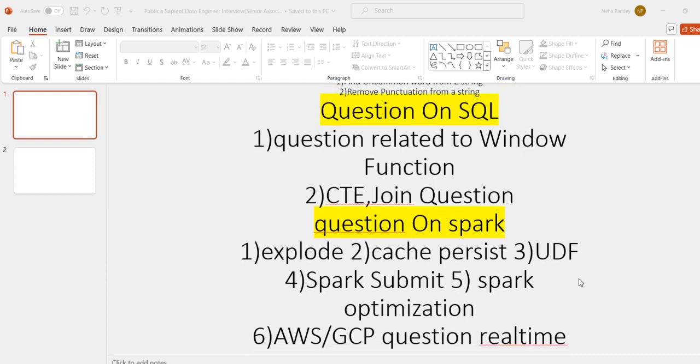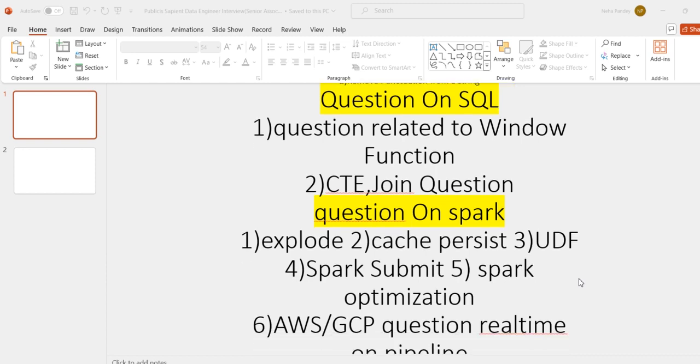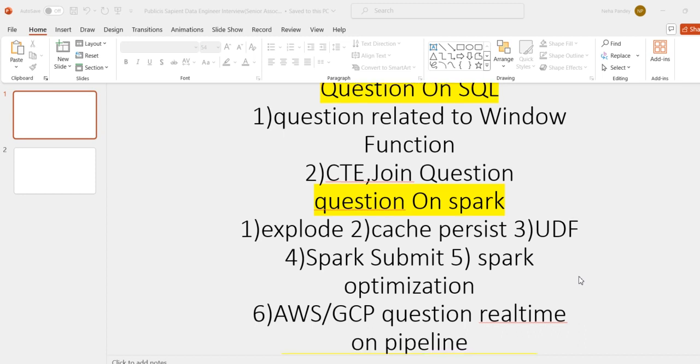Then they were looking for GCP and AWS. Because I worked on AWS and GCP both, they asked questions related to AWS Glue, Athena, Redshift. What is the use of that? In what cases, which component do we have to prefer? How are we setting the IAM role? How are we triggering the Lambda function? In GCP, they mostly asked questions related to BigQuery and Dataflow.